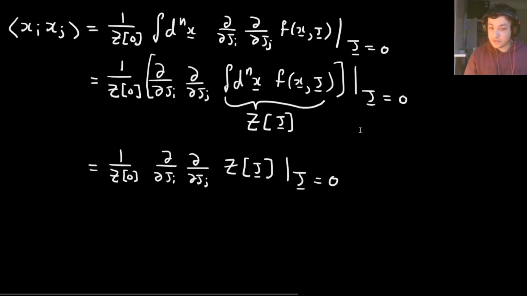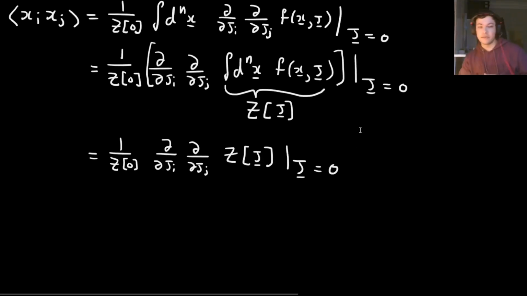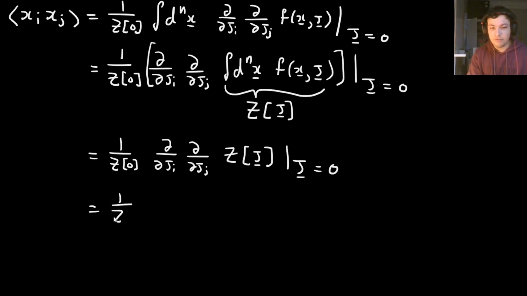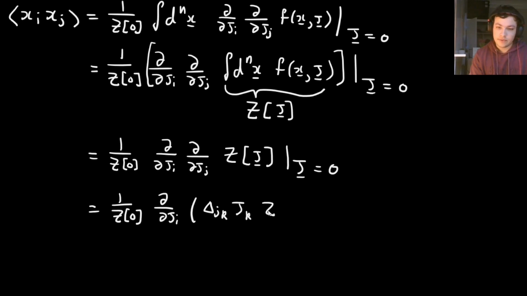This is good. This looks like something we can get a handle on now. So 1 over Z_0, well, we now know how to do that derivative with respect to J_j. So this is d dJ_i of, and so this is just going to be delta_jk, k is a dummy index here, J_k Z_J, and all that is at J equals 0.